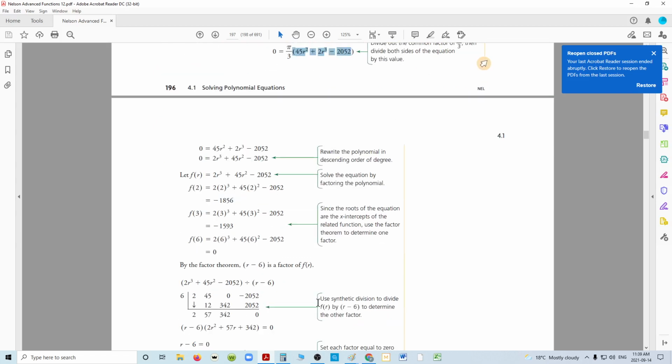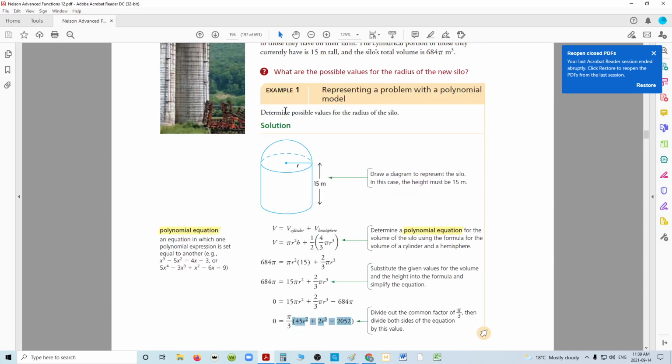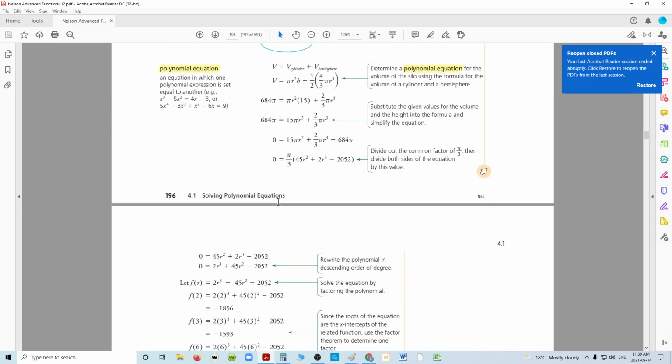Then they put in, let's see, what did they give us? What was the overall question? Determine possible values for the radius. So you have to essentially figure out the roots of that quadratic function. So you set it to 0. And they've rearranged it in terms of what's important.